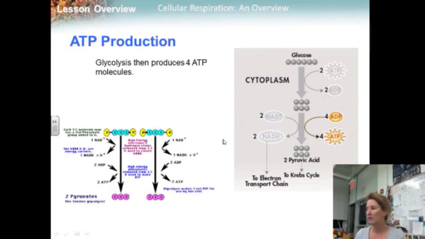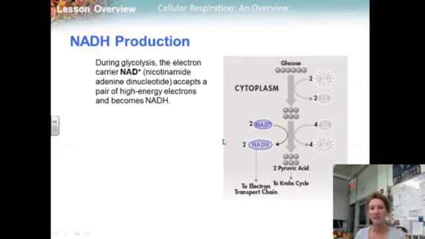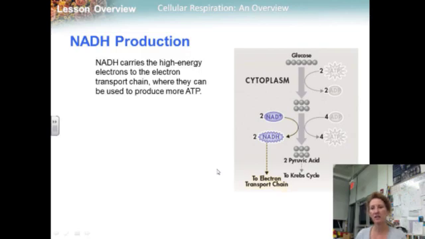All right. Also, during glycolysis, the electron carrier NAD+ accepts a pair of high energy electrons and then becomes NADH. So again, we have some energy being stored here. The NADH carries the high energy electrons to the electron transport chain, which comes after the Krebs cycle. You're going to see it again, where they can be used to produce more ATP. 2 NADH molecules are produced for every molecule of glucose that enters glycolysis.